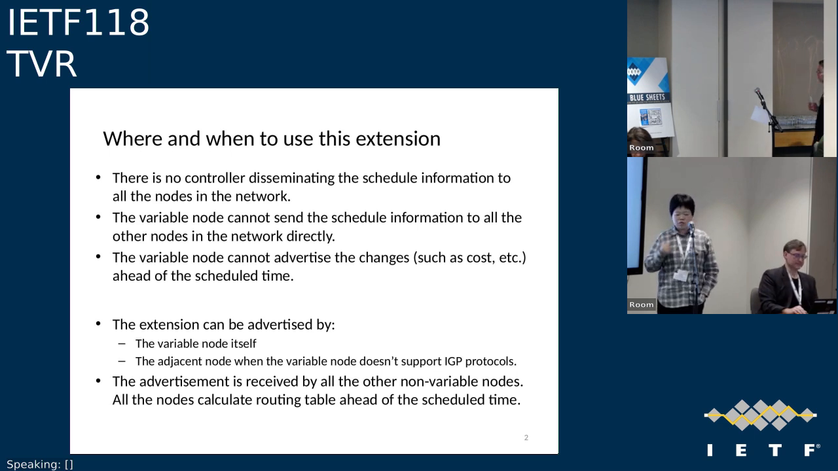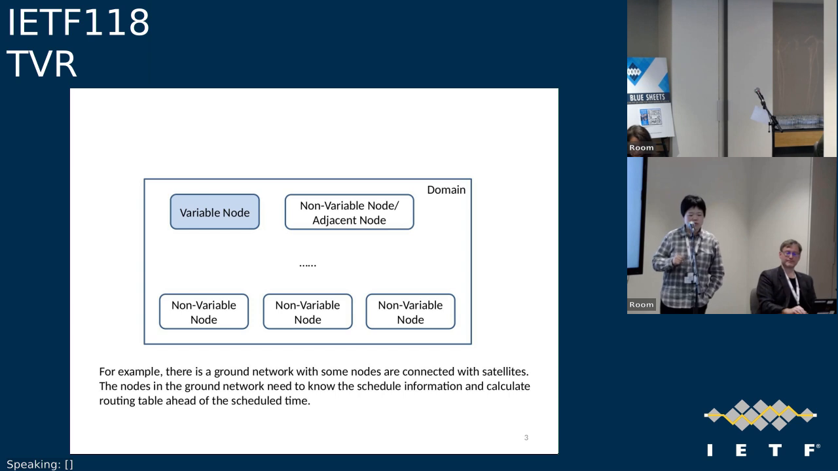now we can use the extension. The extension can be advertised by the variable node itself or by the adjacent node when the variable node can't support the IGP protocols. We can also name the adjacent node a proxy node or something else. So the advertisement will be done and all the other nodes can receive the schedule information and can compute the routing table ahead of the schedule time.